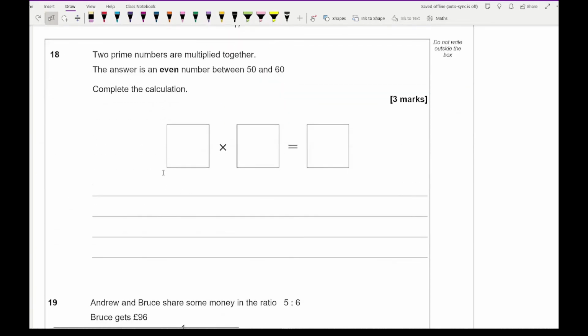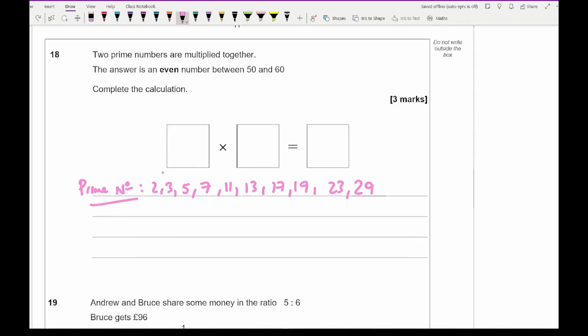Moving on to question 18, it says that two prime numbers are multiplied together. The answer is an even number between 50 and 60. Complete the calculation. So if I start by writing all the prime numbers: I've got 2, 3, 5, 7, 11, 13, 17, 19, 23, and 29. The reason why I stop at 29 is because 2 times 29 is going to give me 58, so therefore it's going to take me further on.